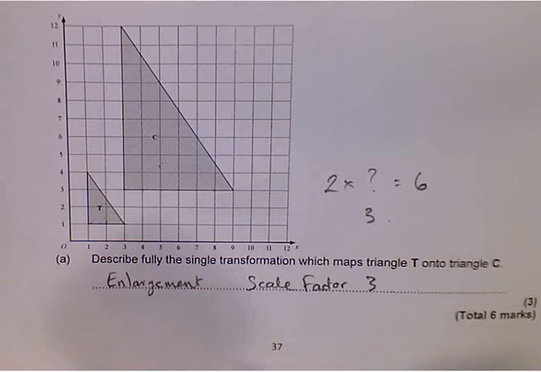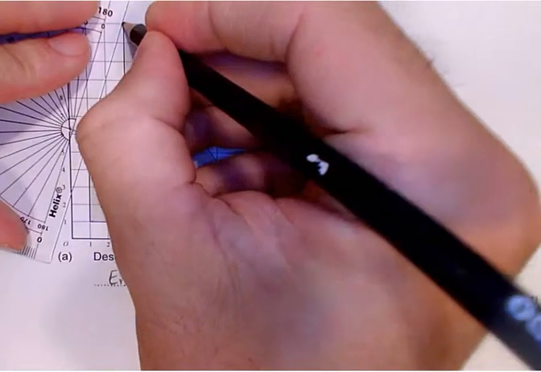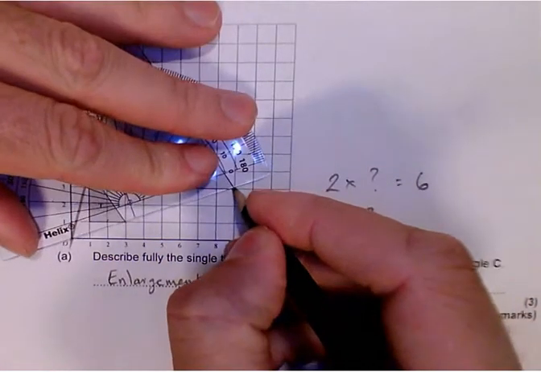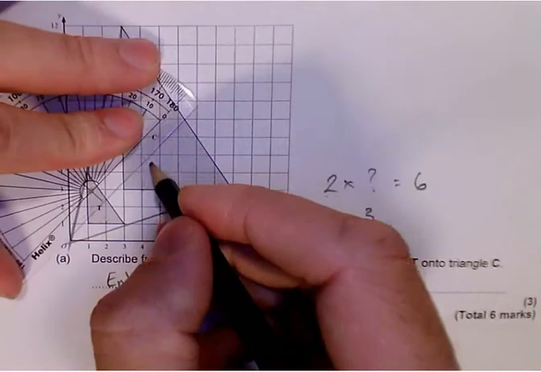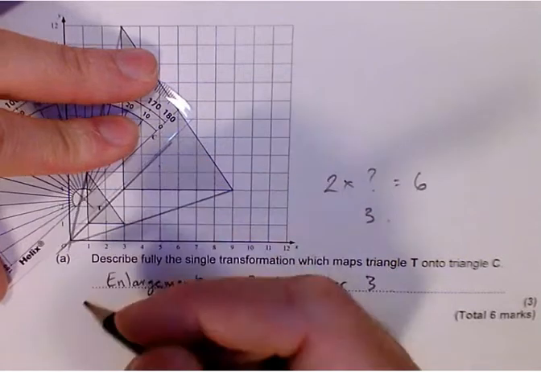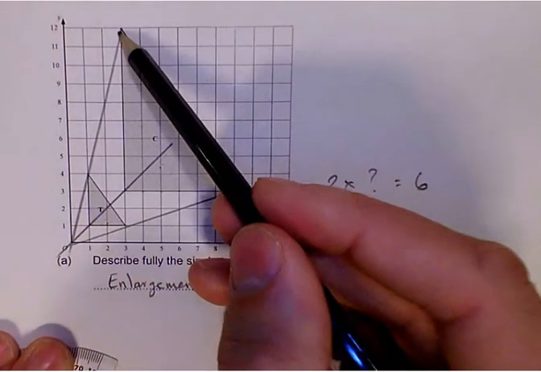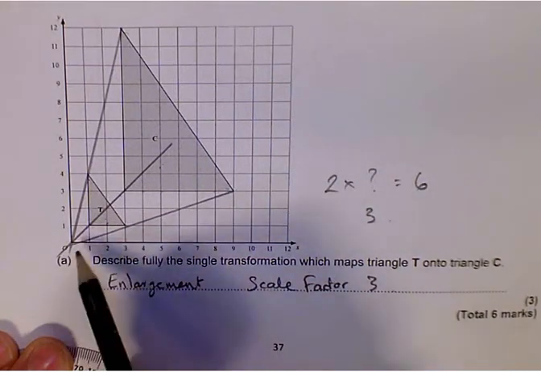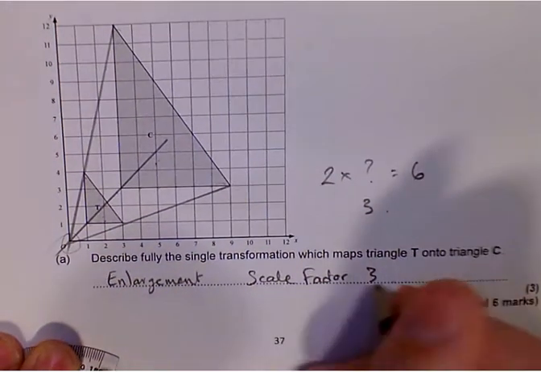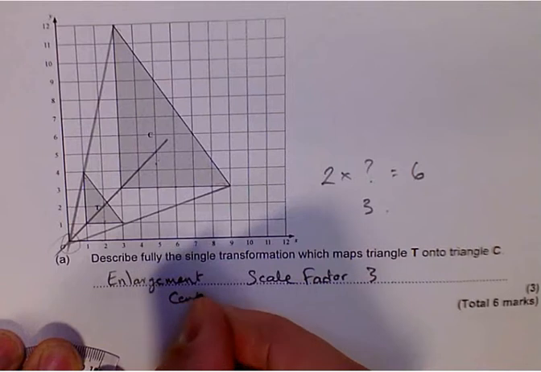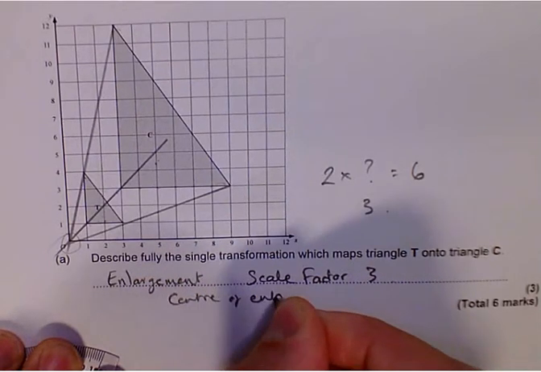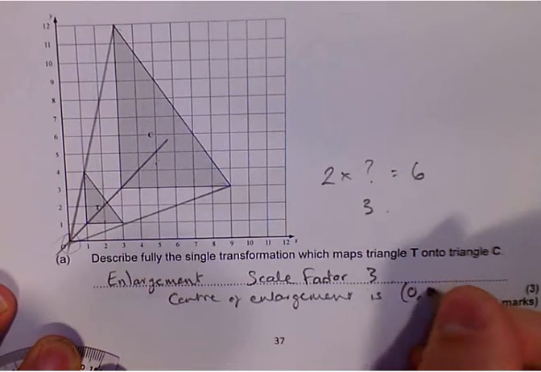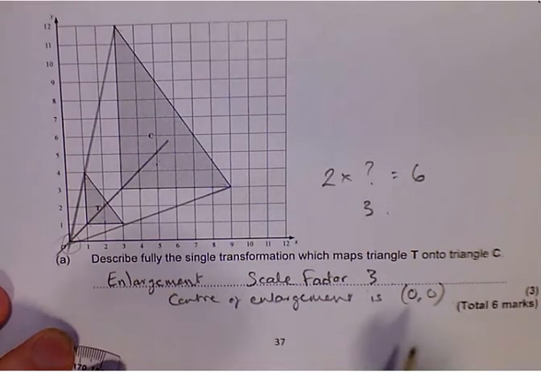We want the centre of enlargement. Now to do that, you just join up the points and make a line. So that point and that point are like the same point, so I'll join them up. That one and that one the same, that one and that one the same. You'll notice they all cross here. So the centre of enlargement is 0, 0. 1, 2, 3 marks.